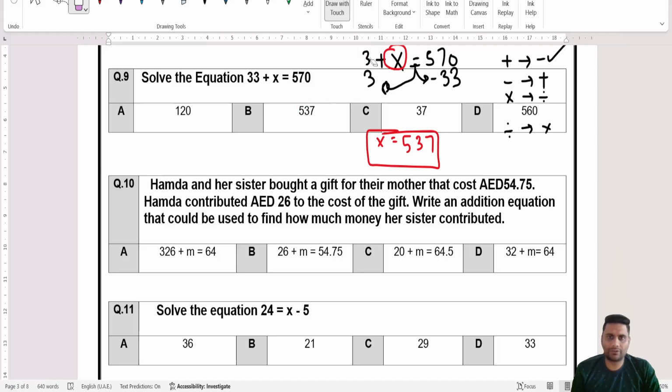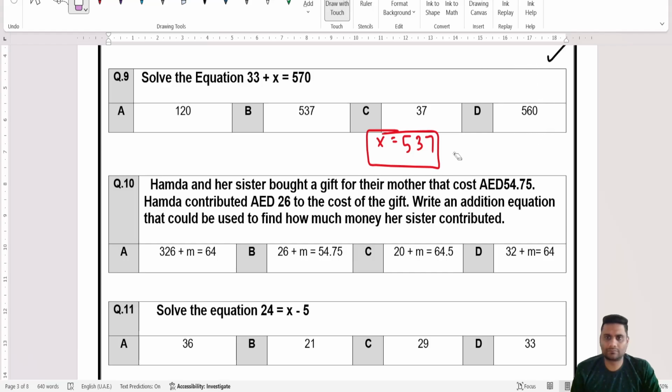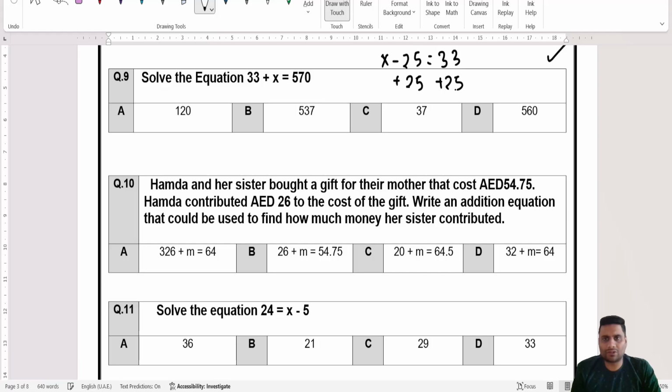I want to give you some more examples. Now let's say I will take one more example here, for better understanding. Let's say I have x minus 25 is equal to, let's say, 33. Now this time check, with the x I have minus 25. So what is the opposite of minus? Plus. So I will use plus 25 on the left side also, plus 25 on the right side also.